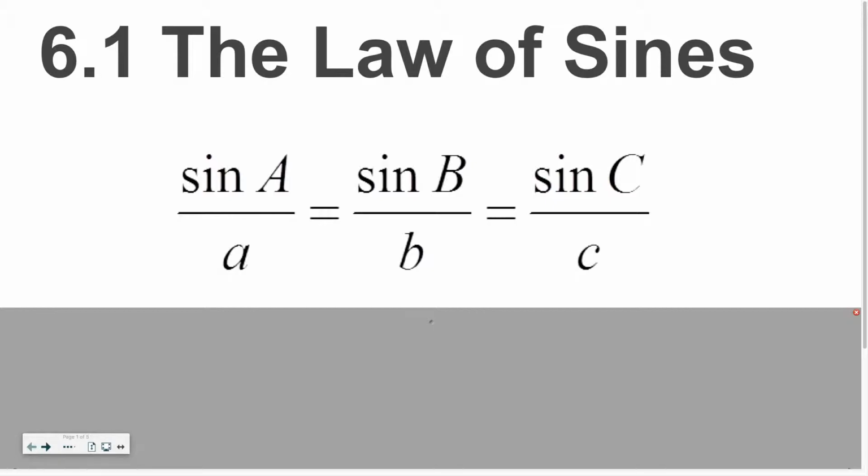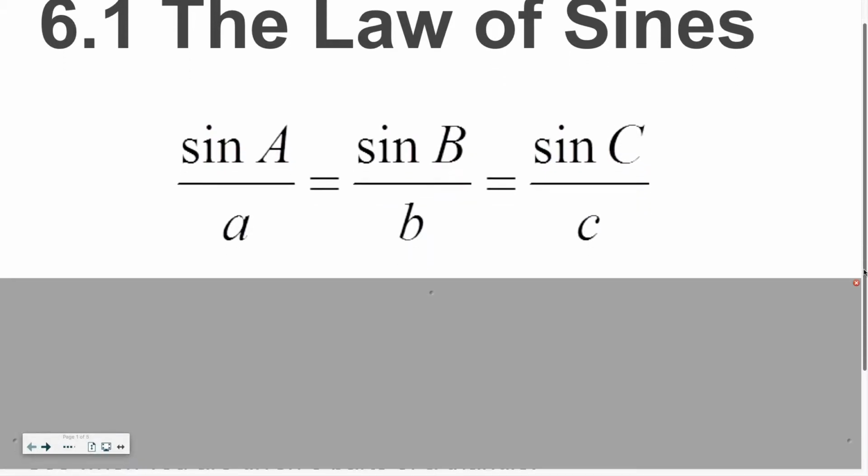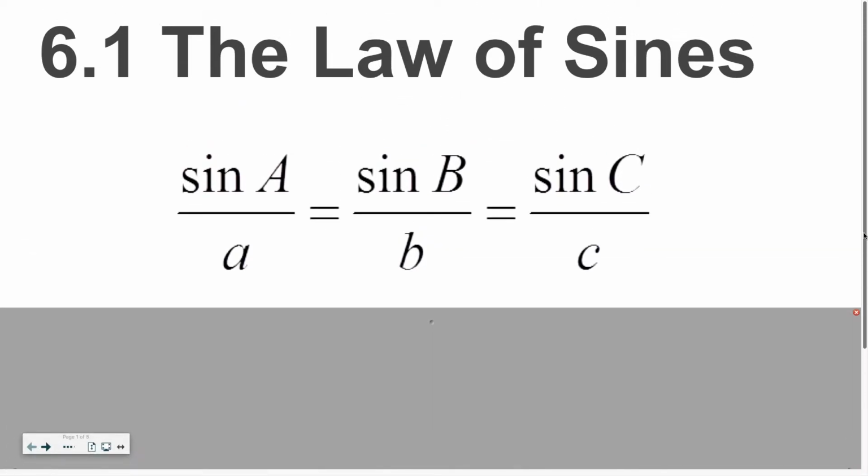Now, what kind of triangle were you working with there? Who said that? An oblique triangle. If we have a right triangle, we have SOHCAHTOA, right? If we have a right triangle, there's no need for this. But what happens when we don't have a right triangle? The whole week is going to be spent on triangles that are not right. They're going to be oblique triangles.